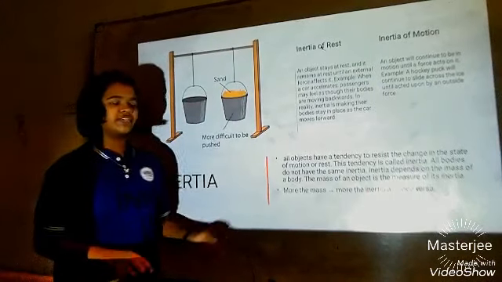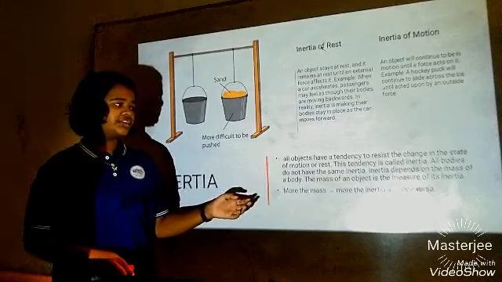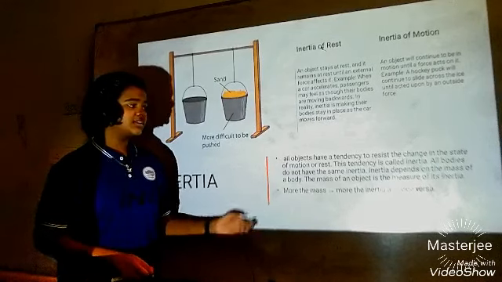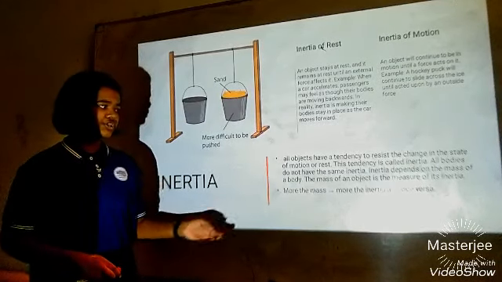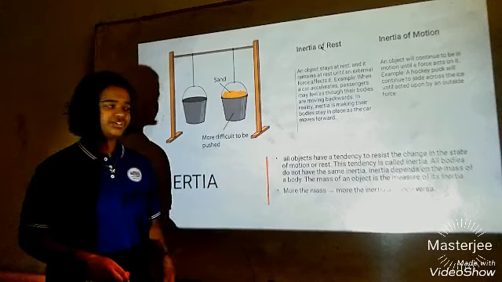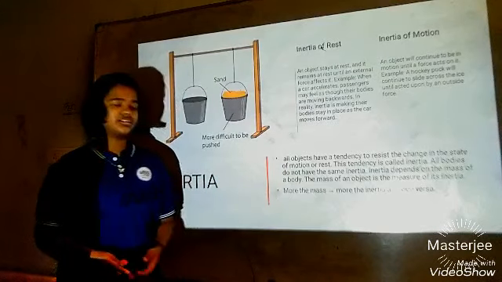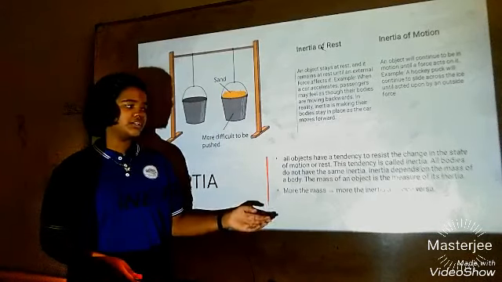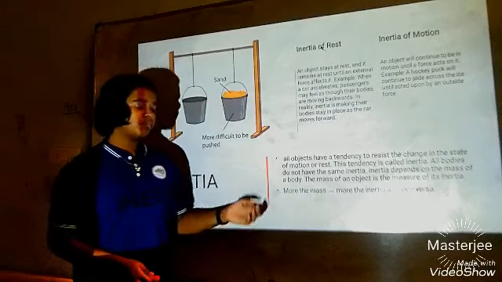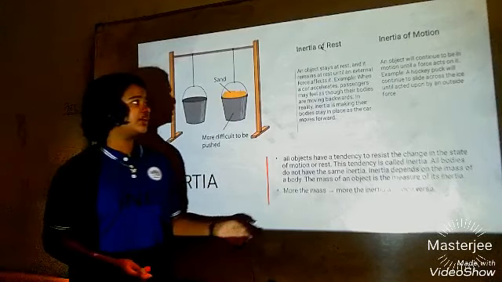Inertia. All objects have a tendency to resist the change in the state of motion or rest. This tendency is called inertia. All bodies do not have the same inertia. Inertia depends on the mass of a body. The mass of an object is the measure of its inertia. More the mass is, the more the inertia.